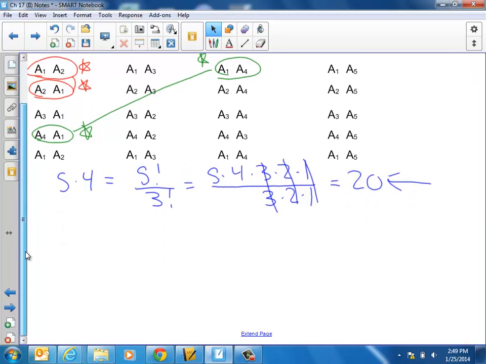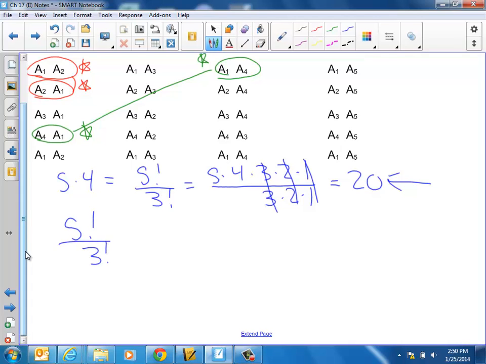We have 5 factorial over 3 factorial divided by 2 factorial. That is to say, 5 times 4 times 3 times 2 times 1 over 2 factorial, which is 2 times 1, times these 2 right here, which are just multiplying because they're adjacent, times 3 times 2 times 1.